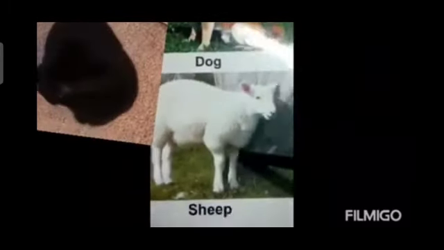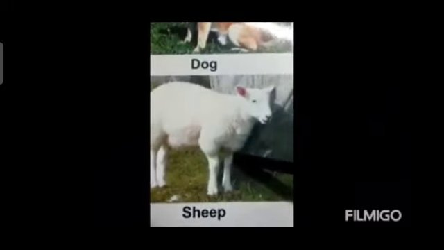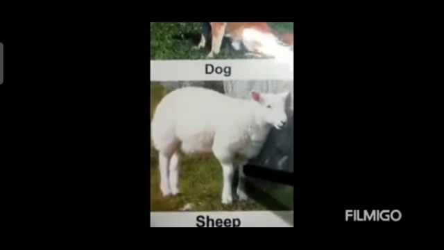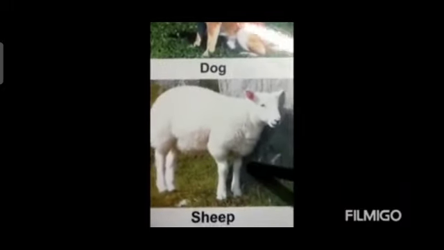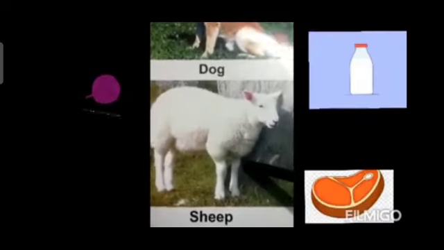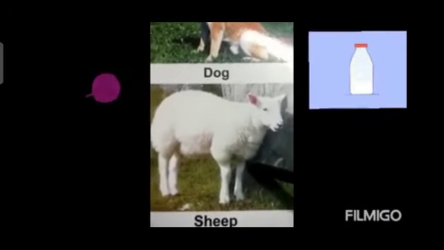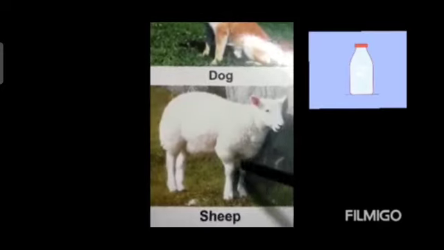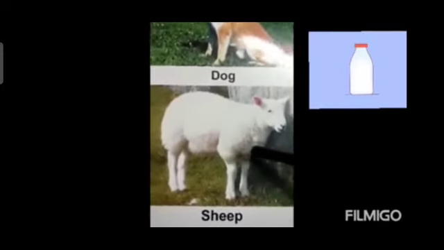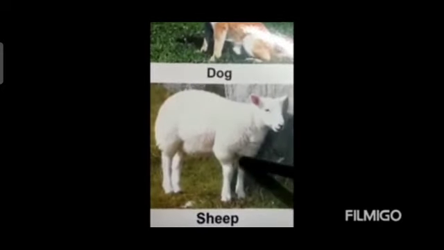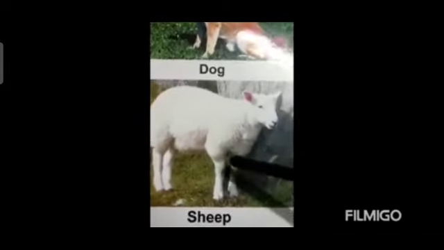And what is this? This is a sheep. This is a sheep. A sheep gives us wool, milk and meat. Do you know, children? Ba ba, black sheep, have you any wool? And a sheep says meh, meh.